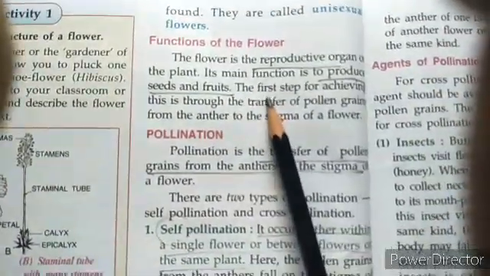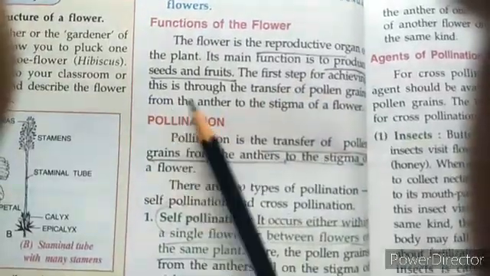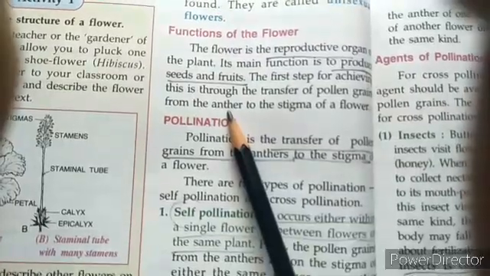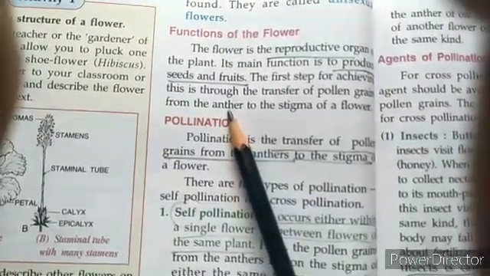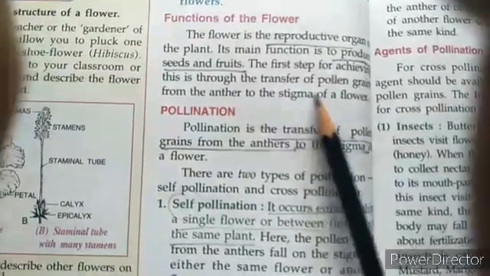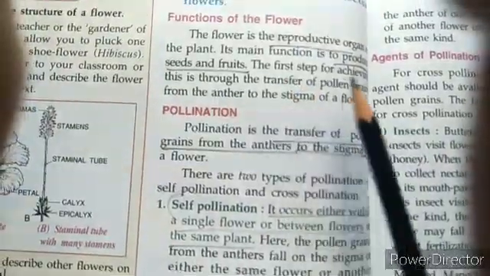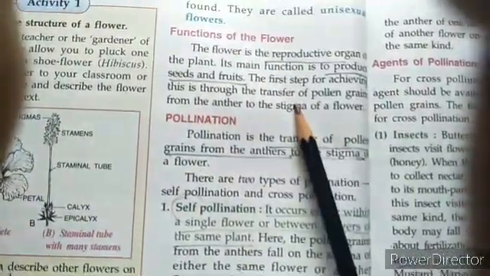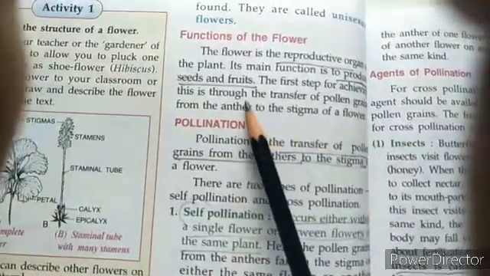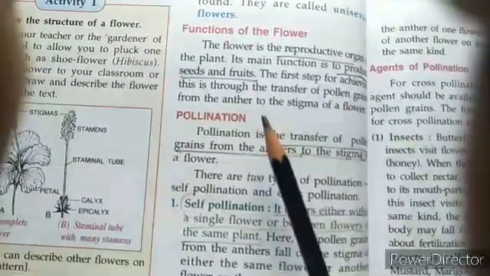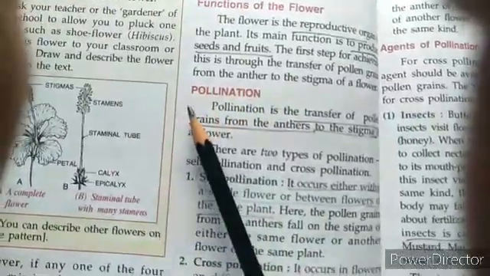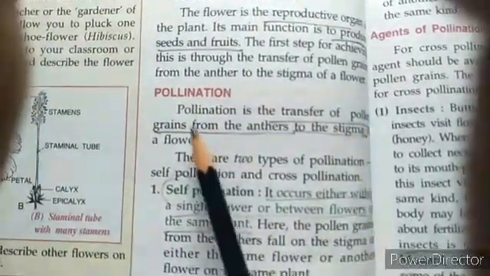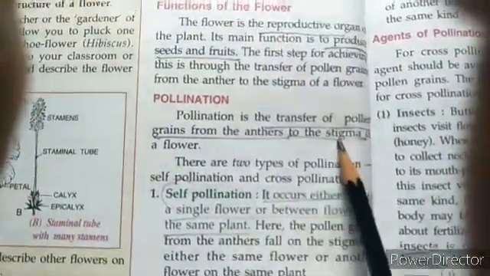The first step for achieving this is through the transfer of pollen grains from one anther to the stigma of a flower, or we can say the transfer of pollen grains from the anther, which is the male part, to the stigma, that is the female part of a flower. This transfer is one of the important parts of a flower, and it is also known as pollination. So pollination is the transfer of pollen grains from the anther to the stigma of a flower.